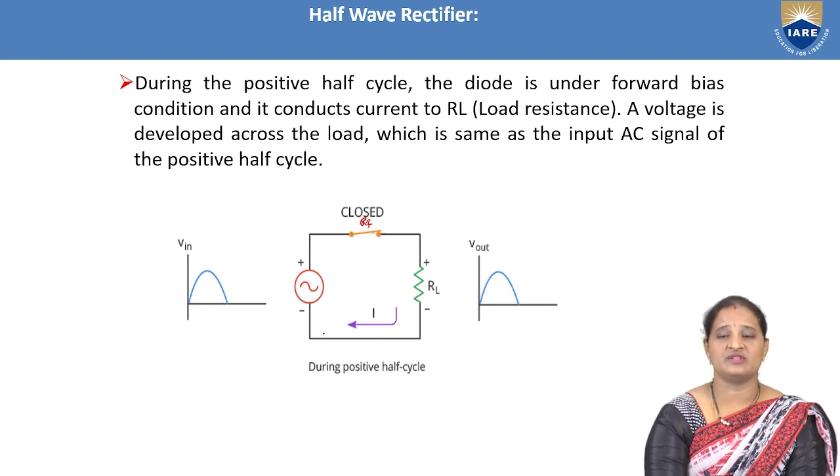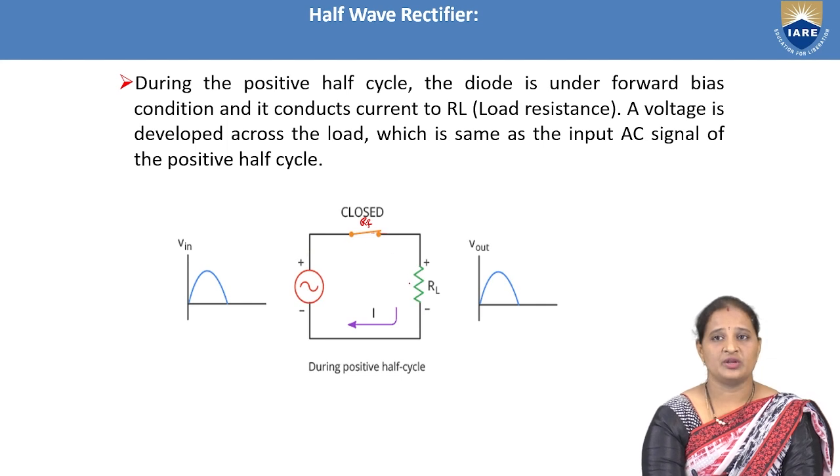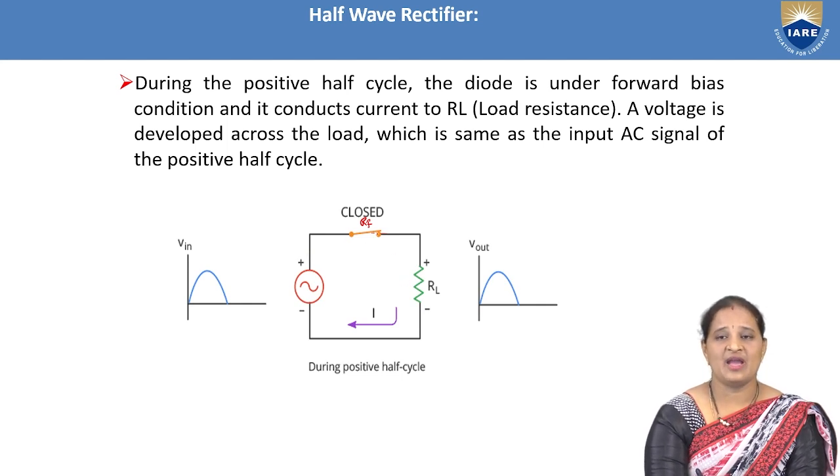So as all of these are connected in series, the same current flows through the circuit. As the diode is forward biased, it is short circuited, and hence current starts flowing through the load resistor. As the input is varying sinusoidally with respect to time, the current through the load resistor will also vary sinusoidally with respect to time, which leads to a sinusoidal output voltage across the load resistor.